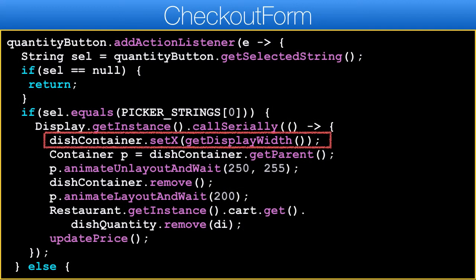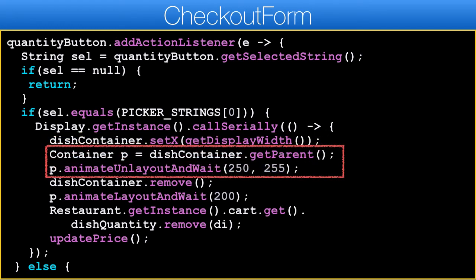The entire animation is done in 5 lines of code. Let's go over them one by one. First, we set the deleted dish container to the display width, which pushes it out of the visible range with the set X call. We now perform animate unlayout and wait. We maintain full opacity, which corresponds to the second argument. This animates the removal of the dish from the screen by sliding it to the right.